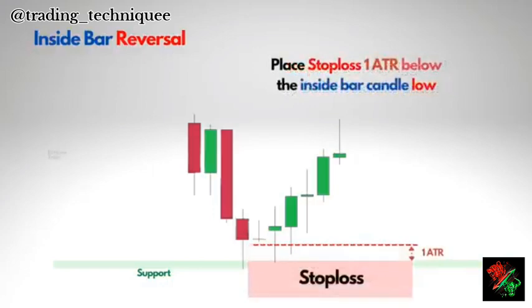So a better way to set your stop loss is using the ATR indicator. That is, you can place the stop loss 1 ATR below the low of the inside bar in case of long entry trades. This will ensure that your trade has more breathing room.